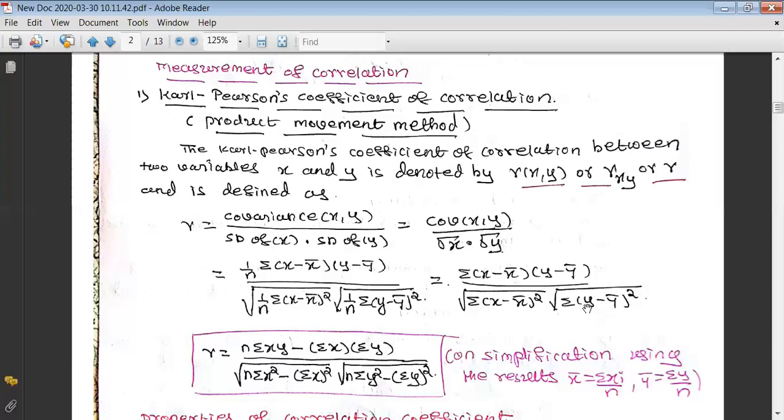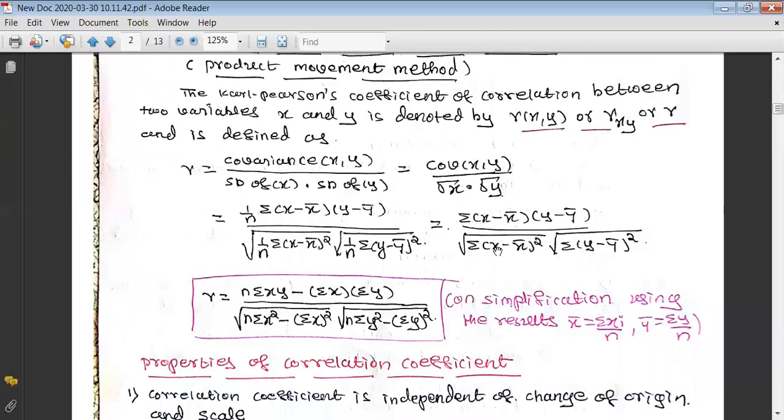And if you take the product in the denominator, if you square, and if you use the definition of x bar equal to summation x by n and y bar equal to summation y by n, and if you take the final simplification, it results as r equal to n into summation xy minus summation x into summation y, whole divided by square root of n into summation x square minus summation of x whole square into square root of n into summation y square minus summation y whole square.